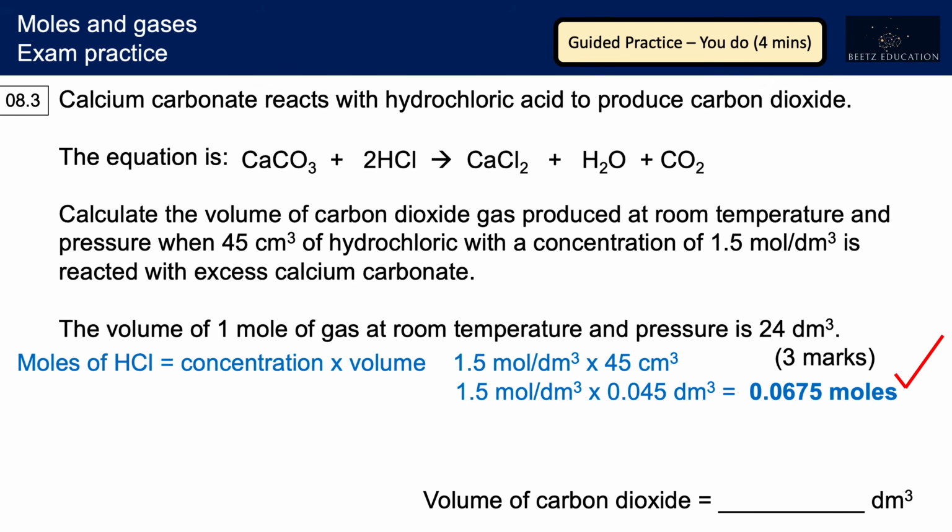Okie dokie. Step 1. As before, we get our moles of our limiting reactant. In this case, it's the hydrochloric acid. And this time, to get our moles, we had to do concentration times volume. It's the MCV triangle equation. However, oh dear, we were given the volume in centimeters cubed and the concentration in moles per decimeter cubed. So you should have spotted the need for a unit conversion.